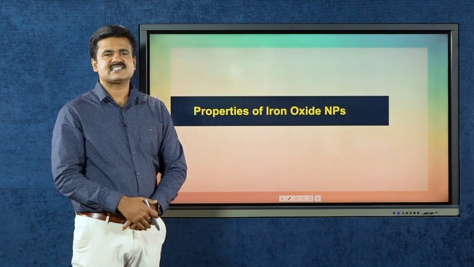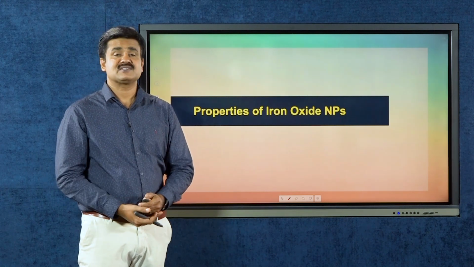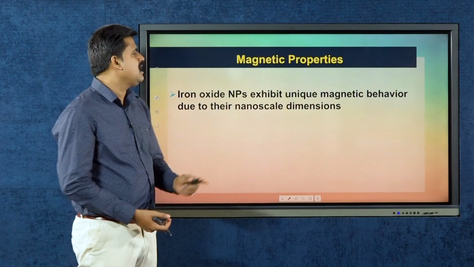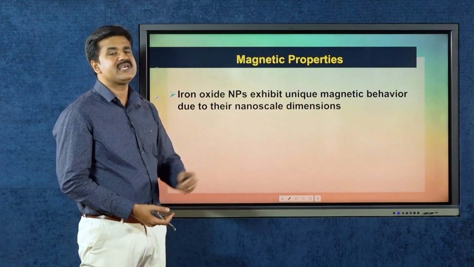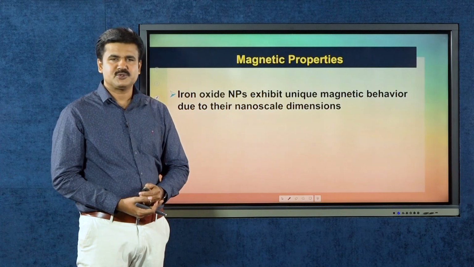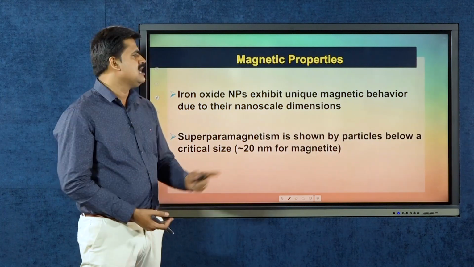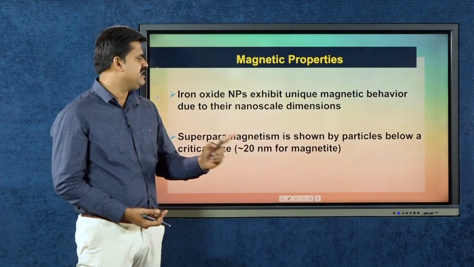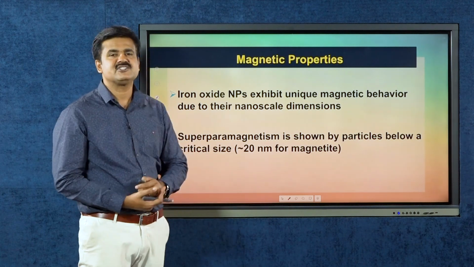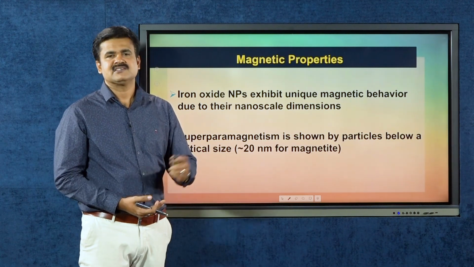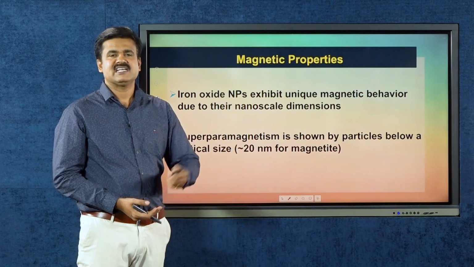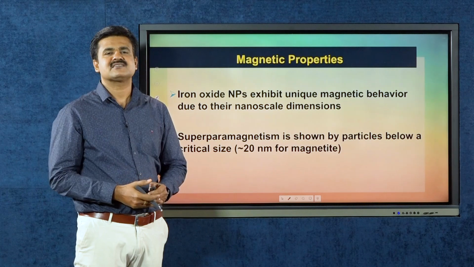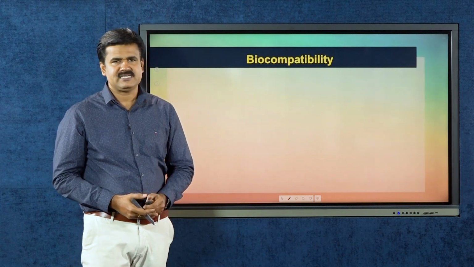We are discussing the properties of iron oxide nanoparticles. Magnetic properties are highly dominating. Iron oxide nanoparticles exhibit unique magnetic features. This is due to their nanoscale dimension. Superparamagnetism is shown by nanoparticles when the size is reduced to the range of 20 nanometers. So, magnetite nanoparticles exhibit the phenomenon of superparamagnetism when the size is reduced to the range of 20 nanometers.